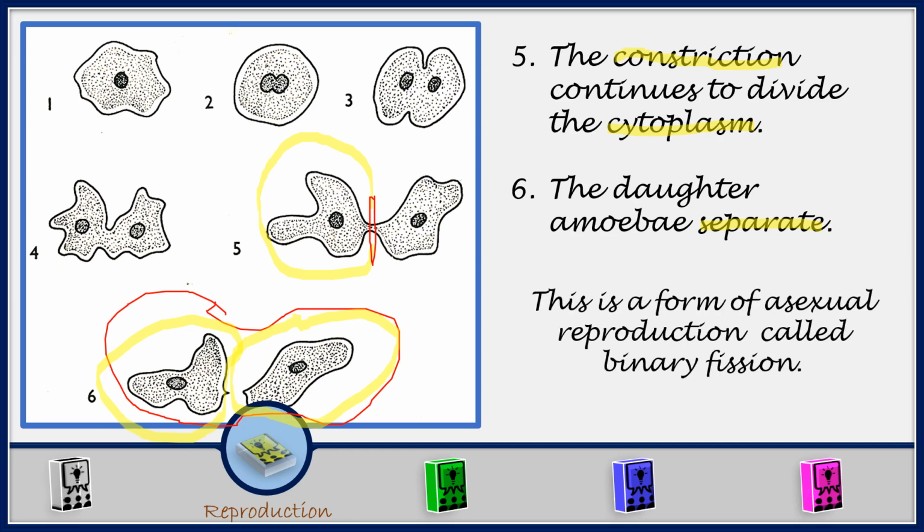This is a form of asexual reproduction, and we call it binary fission because we end up dividing one cell, and after dividing, we end up having two daughter cells. So it is binary fission. That's how the amoeba reproduces.